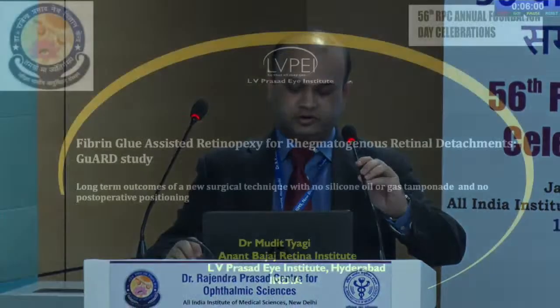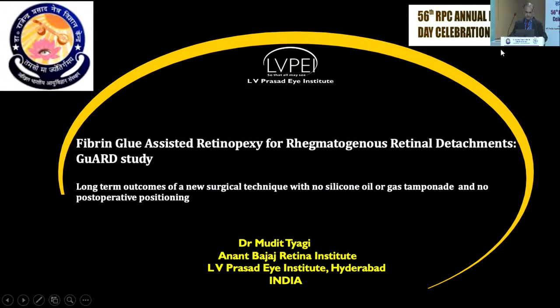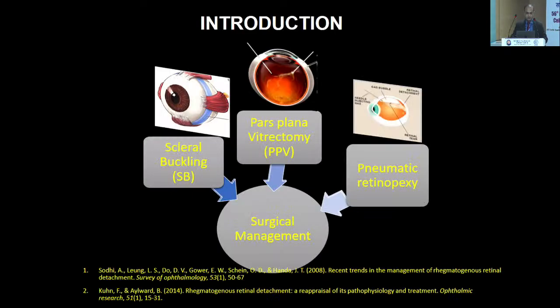All right, so good afternoon, and first of all, let me thank the chairs and the team at RP Center for giving me a chance to talk on our work on fibrin glue-assisted retinopexy for rhegmatogenous retinal detachments. Now, we all know that the conventional surgical management for a retinal detachment includes either a scleral buckling or a vitrectomy or a pneumatic retinopexy.